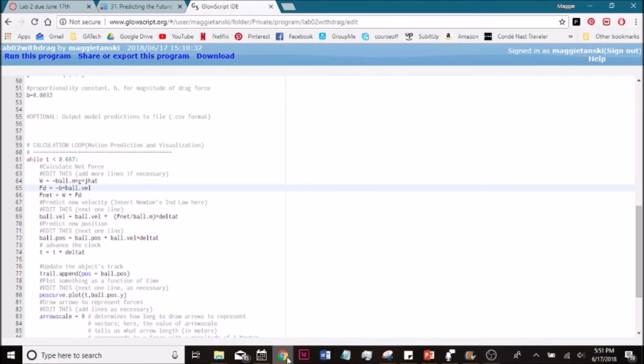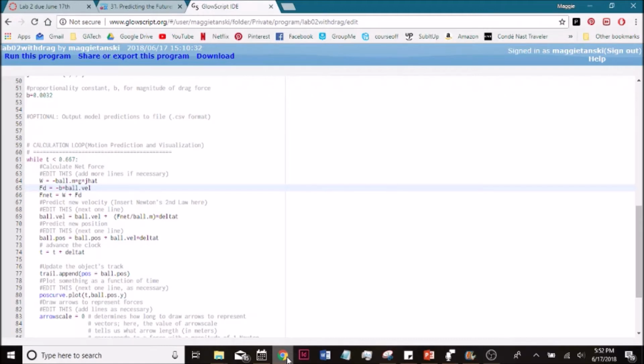Now, in order to create a computational model with both gravity and drag, I need to tweak the previous code a little. The initialization remains the same, but the while loop gets an addition. The equation for drag is the negative of the proportionality constant b times the velocity of the ball. We also add Fd to the net force.